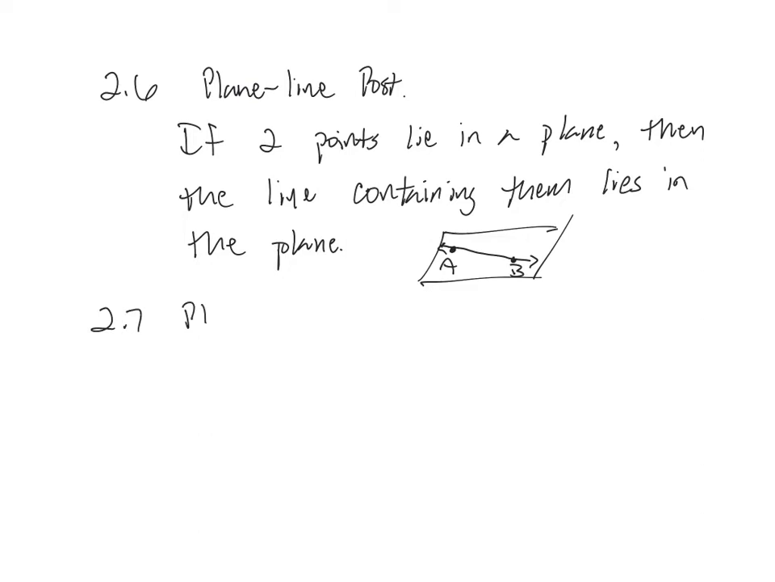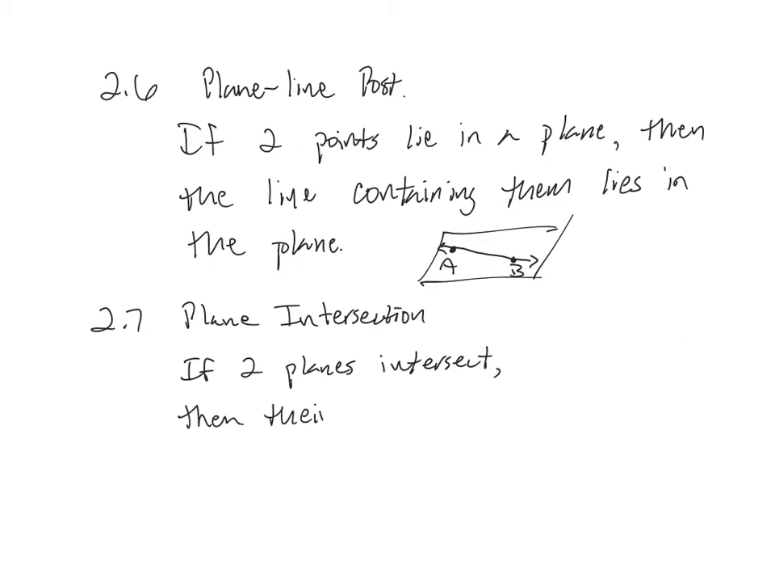And last one, plane intersection. If 2 planes intersect, then their intersection is a line. So this is a lot harder to draw.